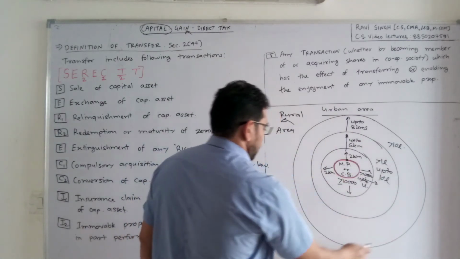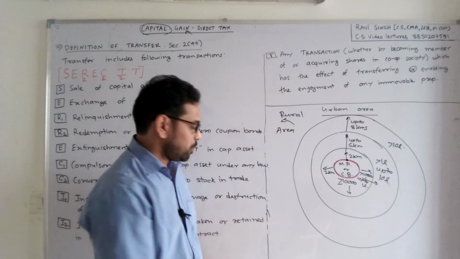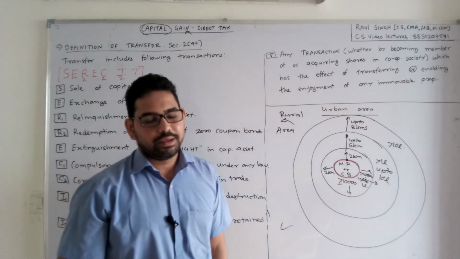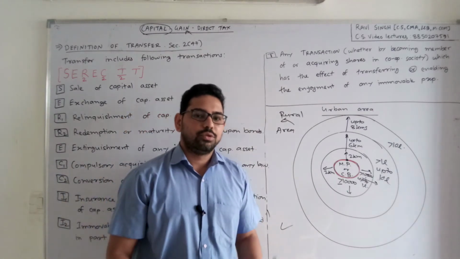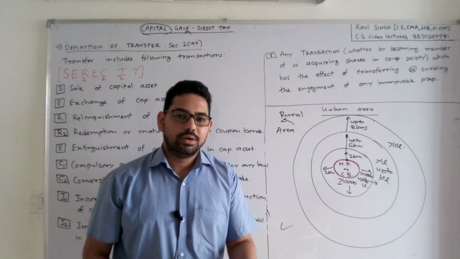So, इस सर्कल के बाहर जो भी आप देख रहे हो एरिया, ये सब क्या है? रूरल एरिया. सो अब यहाँ कहीं पे भी आप एग्रीकल्चर लैंड बाय करेंगे और उसको आप बाद में ट्रांसफ़र करोगे तो उस पर कैपिटल गेन चार्ज नहीं होगा. सो दिस इज़ द मीनिंग ऑफ अर्बन एरिया एंड रूरल एरिया.